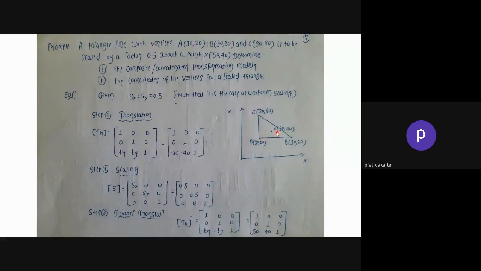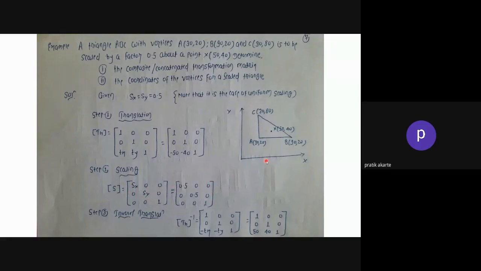It is obvious that if one point has coordinates 50, 40, which are with respect to the origin, then to shift it to the origin we make the shifts minus 50 and minus 40 so that it coincides with the origin. So we use tx equal to minus 50 and ty equal to minus 40. This is the first translation. Then we scale: Sx 0 0, 0 Sy 0, 0 0 1. This is the scaling matrix for scaling about the origin.